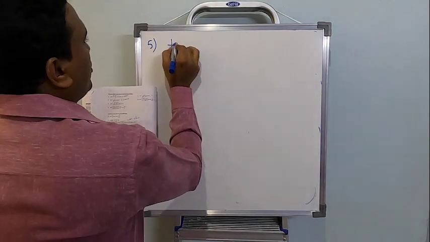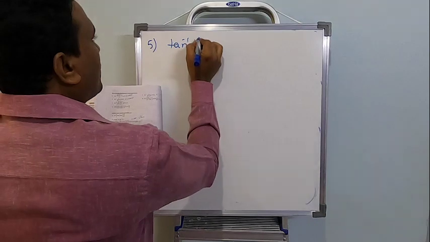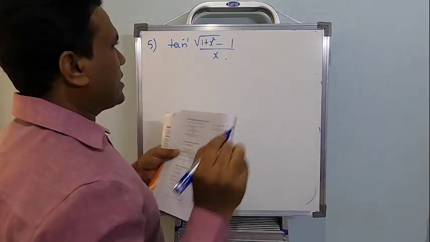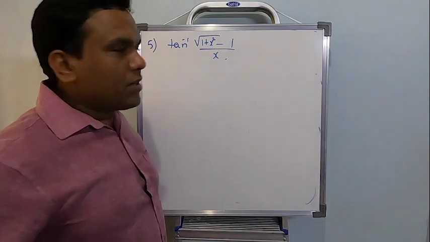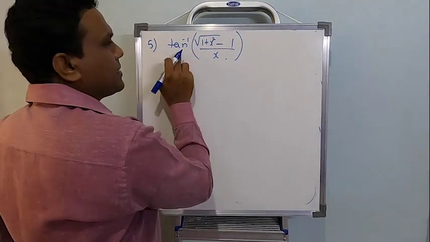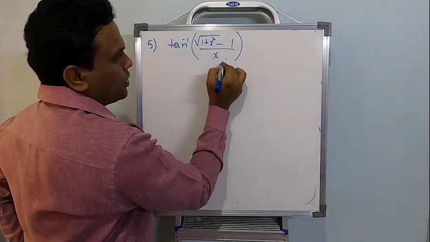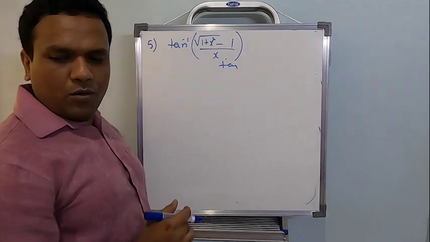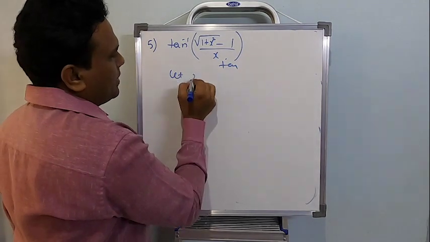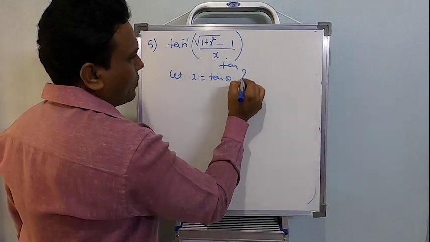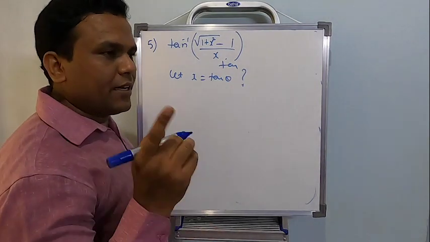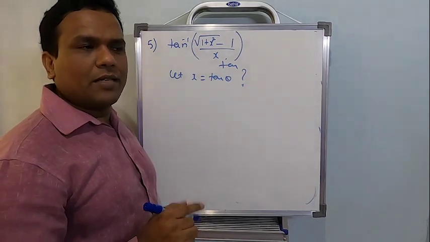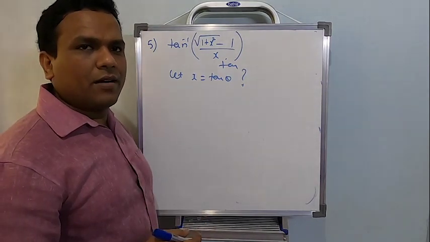Problem number 5. I need to simplify tan inverse of root of 1 plus x square minus 1 by x. I should express this in the simplest form. What is the hint actually? This is tan inverse. Whatever I do, this should be converted in terms of tan, because the outside one is tan inverse. Now to do this, let us consider x equal to tan theta. Sir, why x equal to tan theta? If you see in the beginning of this chapter, we have given the list of formulas.